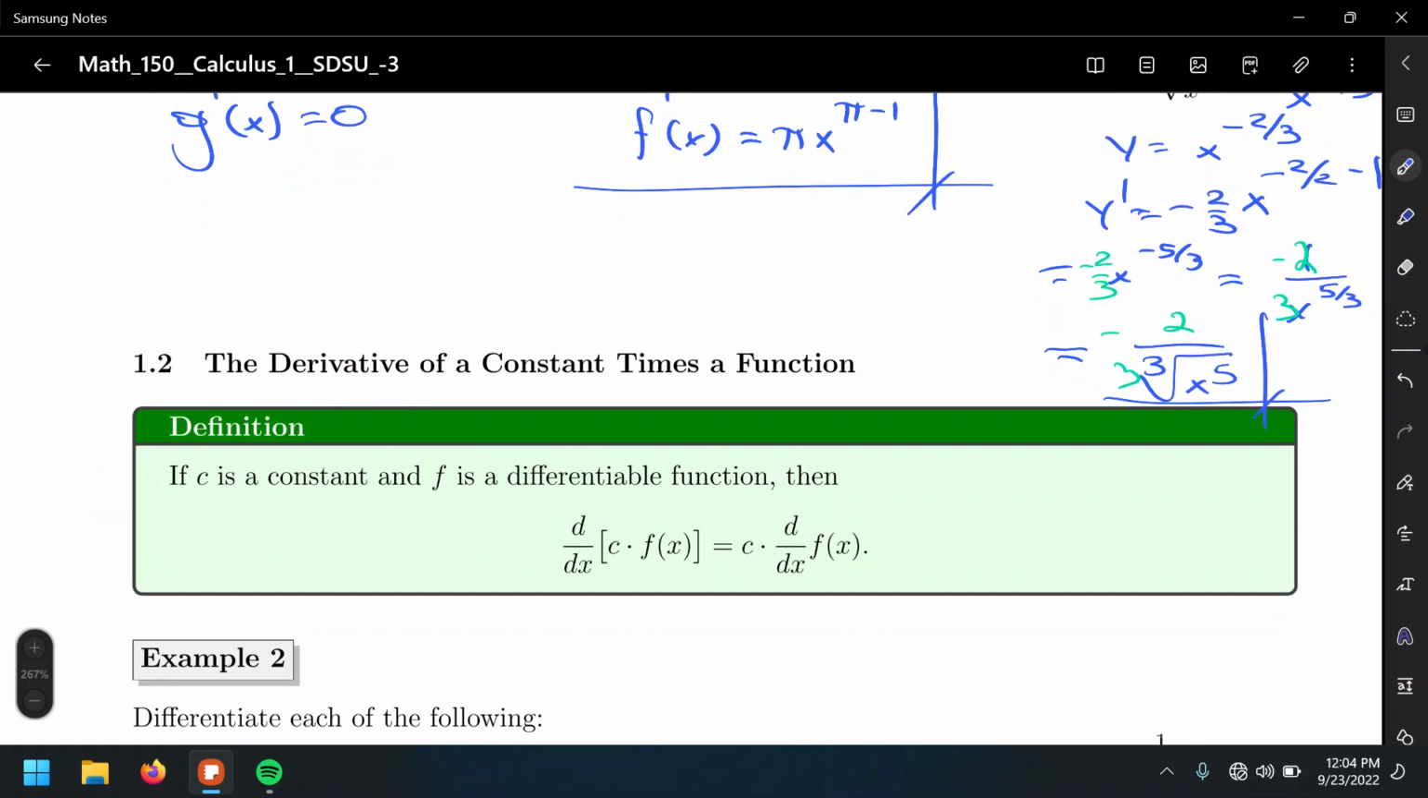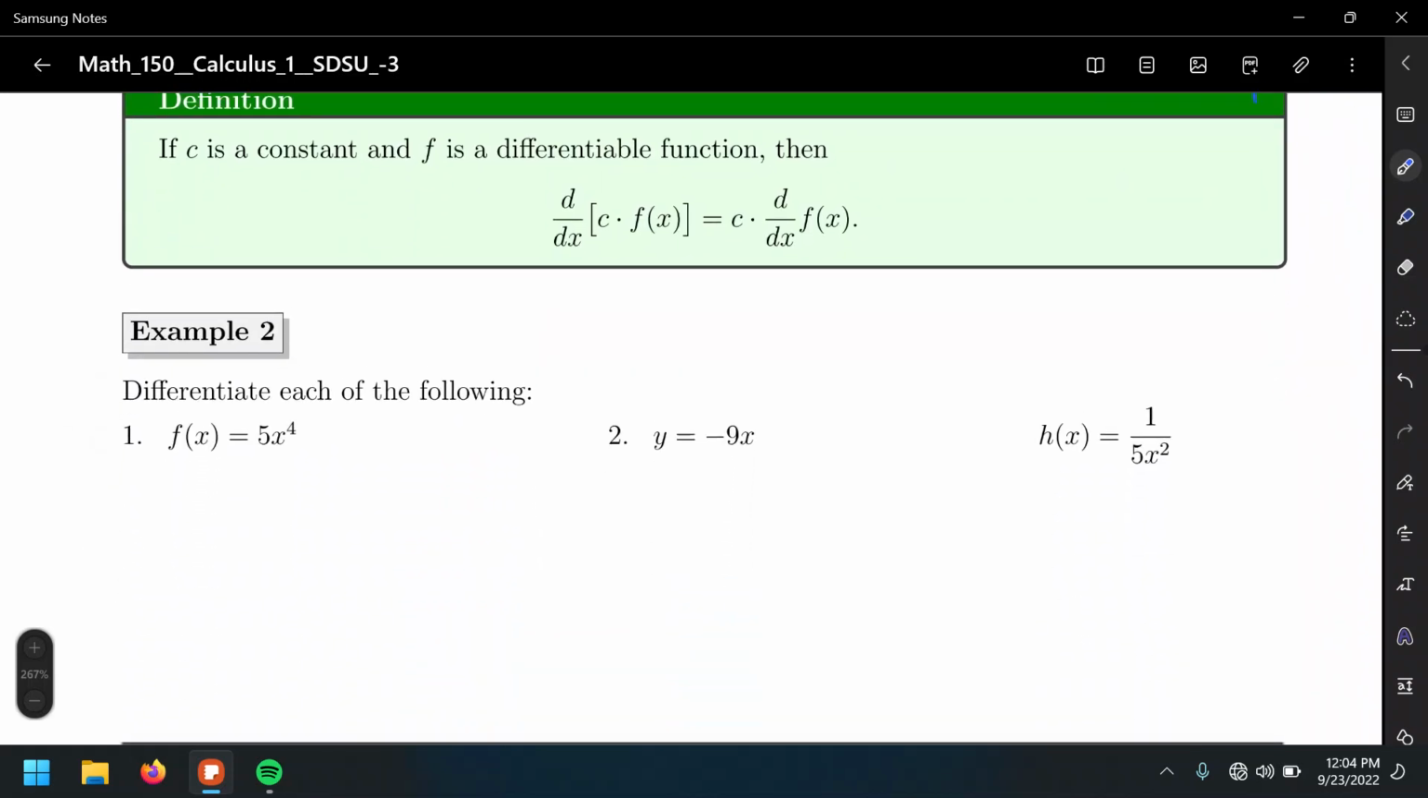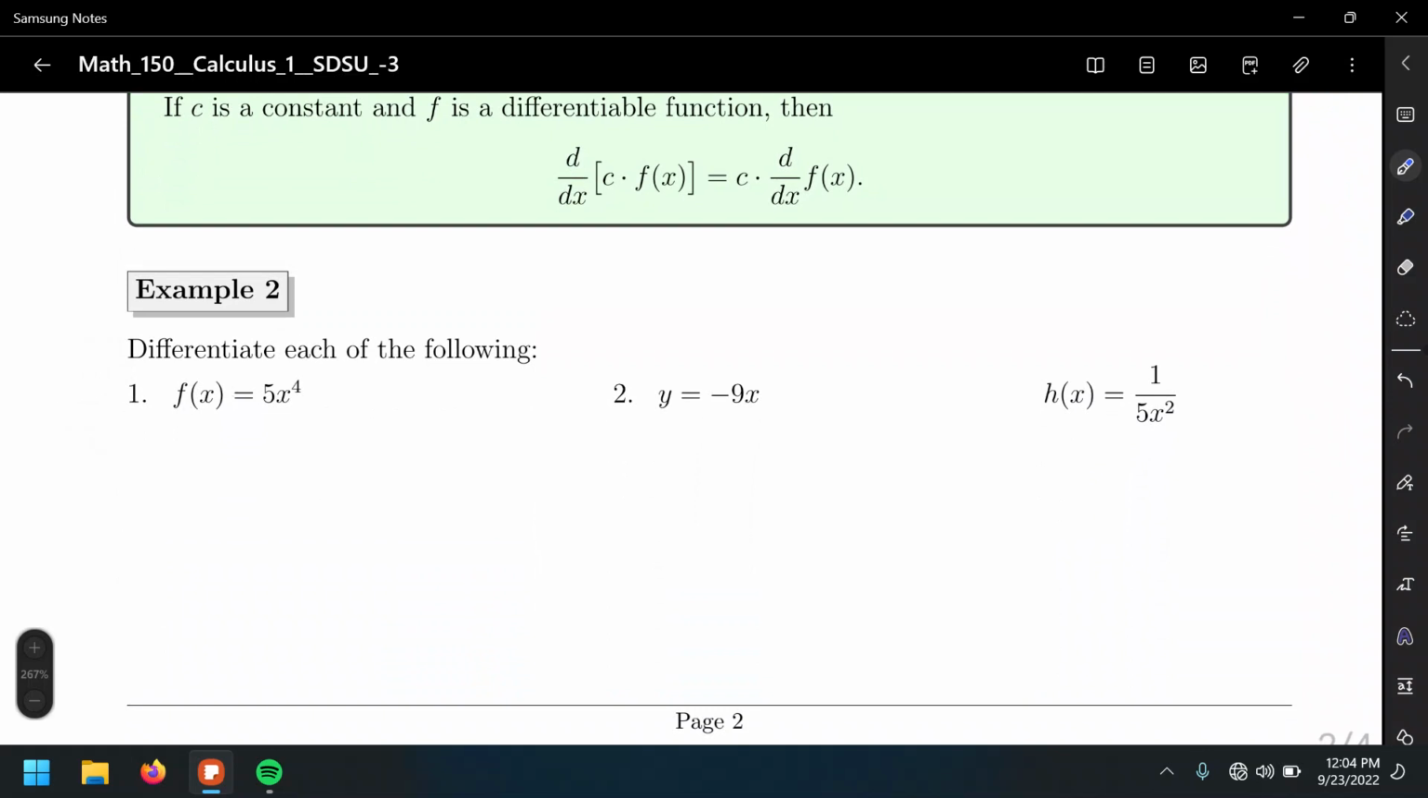So the next is the derivative of a constant times a function. Well, that's just the same general power rule multiplied by a number. So let's differentiate f of x equals 5x to the fourth. So f prime will be the constant multiple, 5 times the derivative of x to the 4, which is 4x cubed, and all we do is simply multiply 5 times 4, which is 20x cubed. Alright, that's all we do.